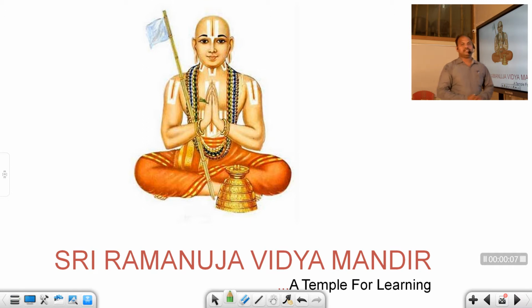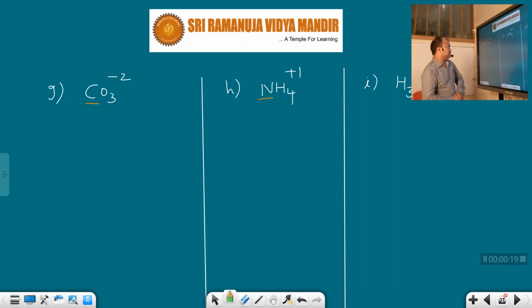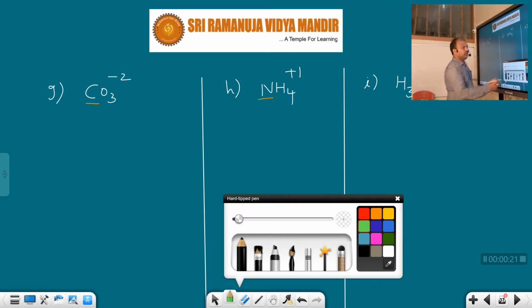In the last session we discussed how to calculate the oxidation number of the following compounds. Now we are continuing the class with the remaining compounds. How to find the oxidation number of the following compounds. Take a look here.